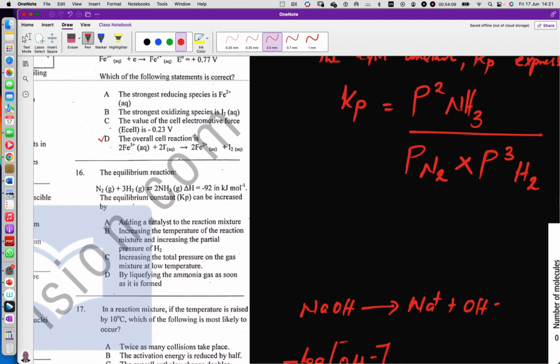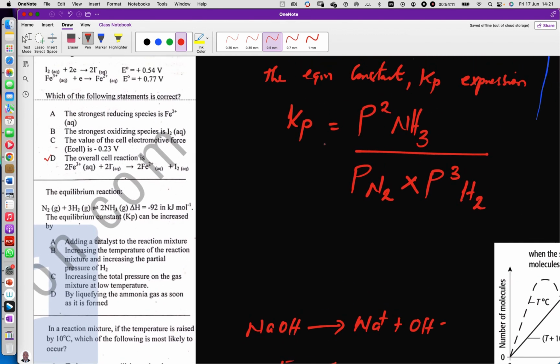can be increased by... I want you to think about something. This is the expression for the equilibrium constant Kp. Kp is the partial pressure of ammonia divided by that of nitrogen times that of hydrogen. The value of Kp will depend on the numerator, that is, on the amount of ammonia.